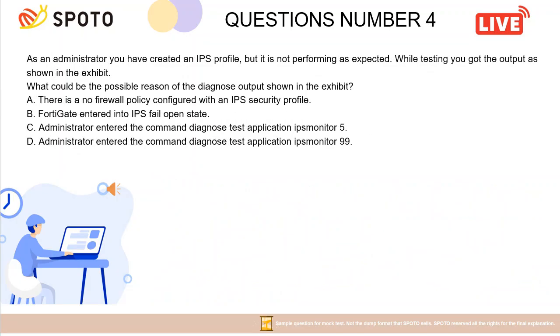Question 4. As an administrator, you have created an IPS profile, but it is not performing as expected. While testing, you got the output as shown in the exhibit. What could be the possible reason of the diagnose output shown in the exhibit? A. There is no firewall policy configured with an IPS security profile. B. A FortiGate entered into IPS fail open state. C. Administrator entered the command diagnose test application ipsmonitor 5. D. Administrator entered the command diagnose test application ipsmonitor 99. You have 15 seconds to answer.